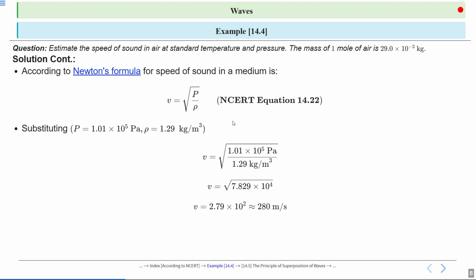This is a typical value for the speed of sound in air at room temperature and standard pressure. Remember, if the temperature or pressure changes, the speed of sound will also change. So we can say that the speed of sound depends on temperature and pressure. Alright.